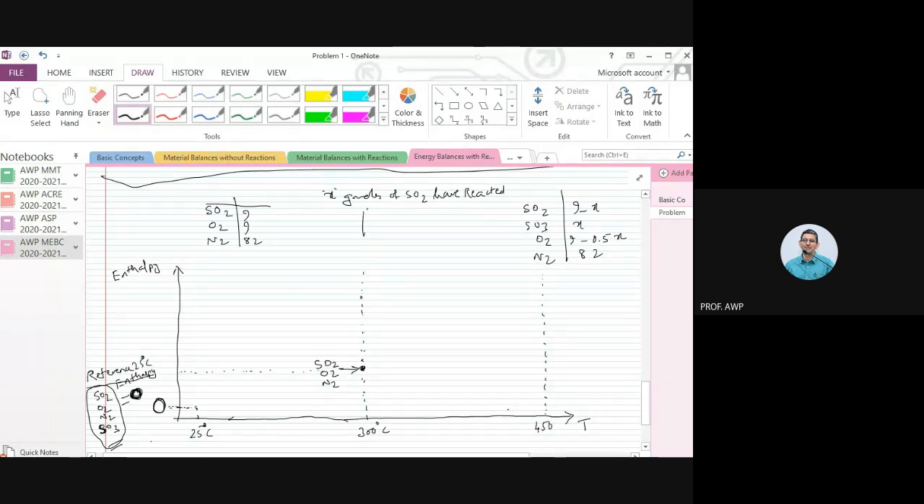This is our reactor. We don't know how many moles are reacting, but incoming moles are 9 moles and 82 moles. Now I'm going to break down this reactor into small differential elements, small pieces.